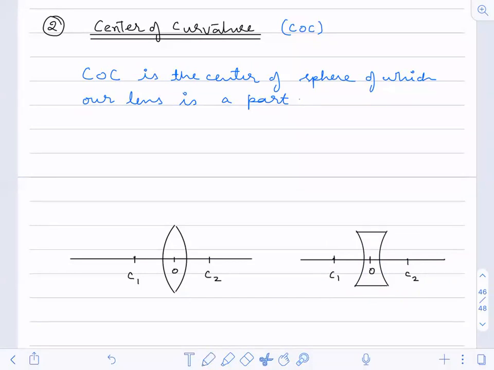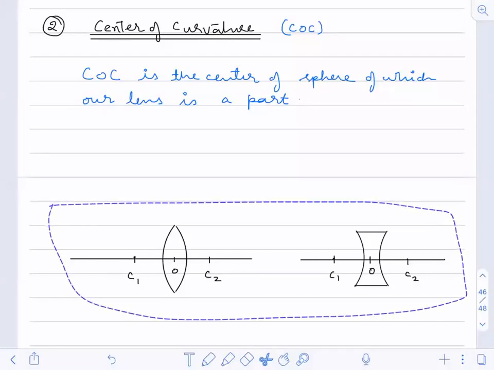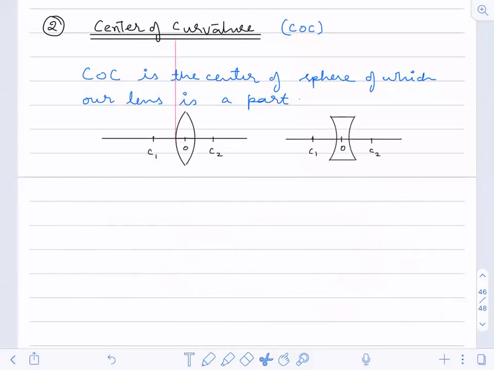Anybody is having any doubt in this? Is there anyone who is having doubt in this now? No?